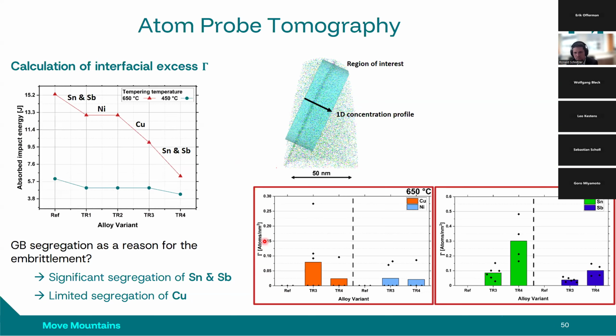The unit is atoms per square nanometer on the grain boundary, and you can see that for 650 degrees C, which we had before, this tempering temperature, and you can see it for different elements here. And you can see, for example, there is a significant segregation of tin and antimony. You can see green is tin and blue is antimony. And here, the reference alloy, here the one with the highest tramp elements, and you can see that this content is definitely increasing. For copper, limited segregation was detected.